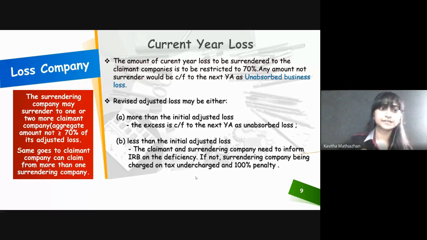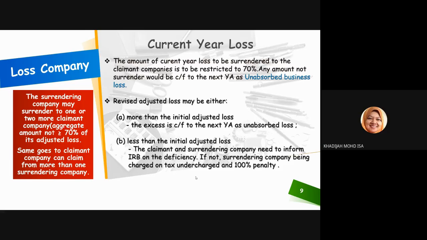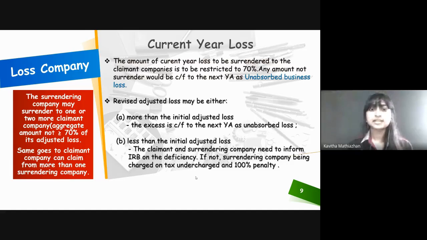Hello everyone, I'm going to continue with the loss company. Like you all know, there are two companies, the surrendering company and the claimant company. The surrendering company is allowed to surrender to more than one claimant company, but the aggregate amount shouldn't exceed 70% of its adjusted loss. The same goes for the claimant company, which can claim from more than one surrendering company. Next, current year loss. Like I mentioned just now, the amount to be surrendered is restricted to 70%. Any amount not surrendered would be carried forward to the next year of assessment as unabsorbed business loss. This means that the 30% of the adjusted loss is unabsorbed business loss.